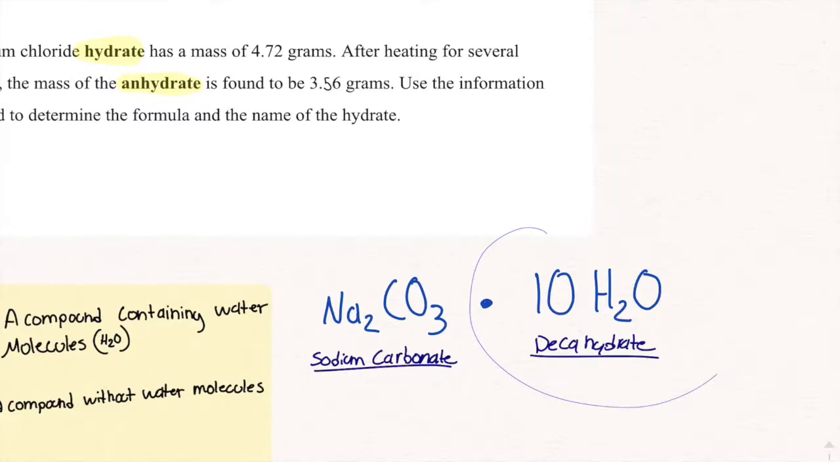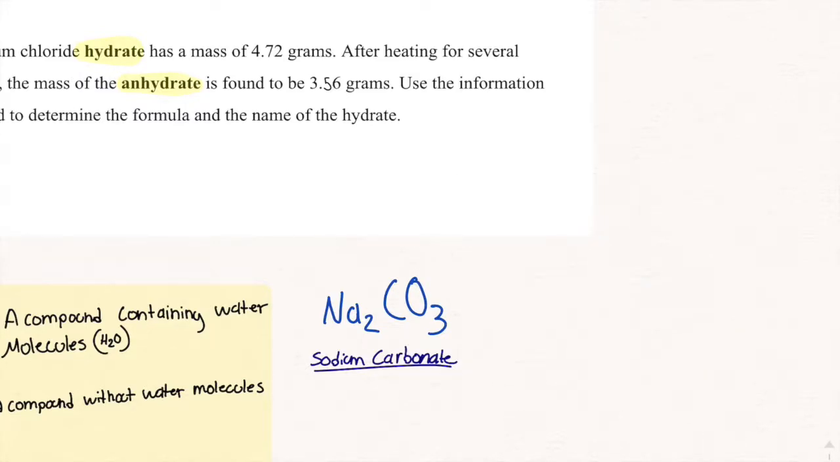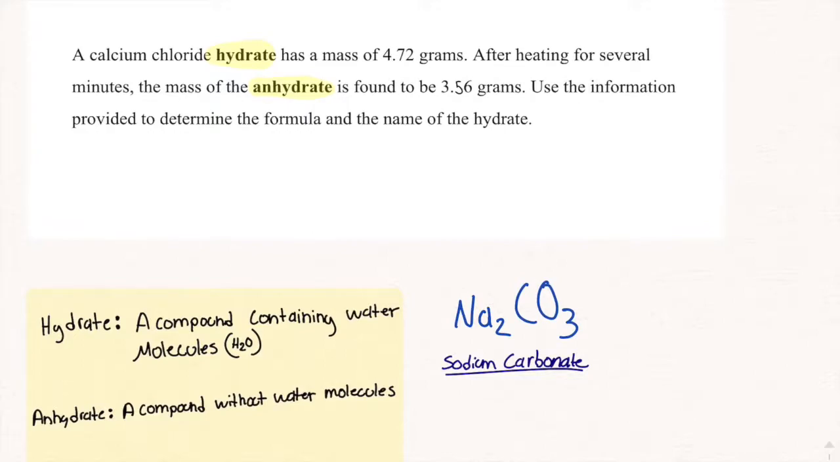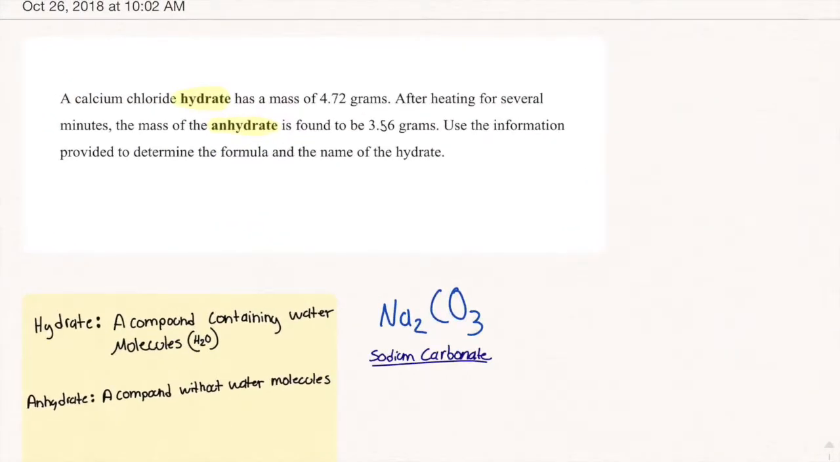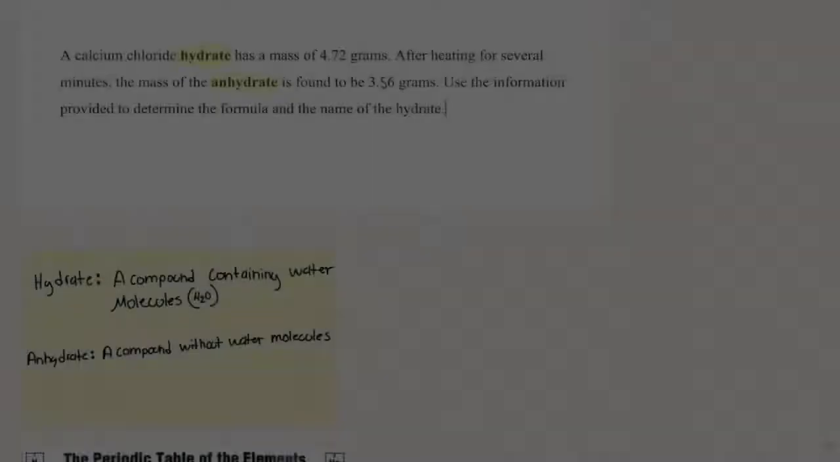This is what an anhydrate will look like. We got rid of the water part, and this is an anhydrate now. It's not a hydrate anymore, it's an anhydrate. It has lost its water molecules. It's a compound without any water molecules. So it's just called sodium carbonate. Now that you know the difference between a hydrate and an anhydrate, we can now begin to solve the problem.